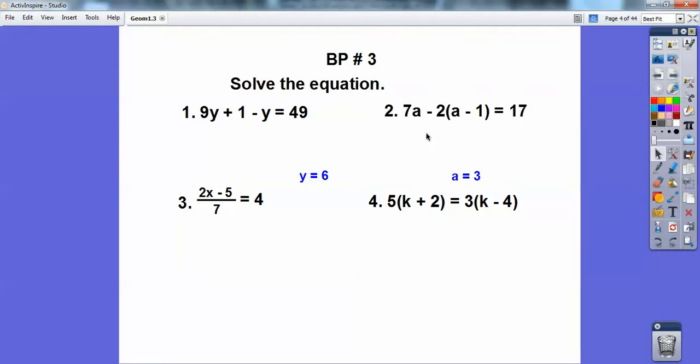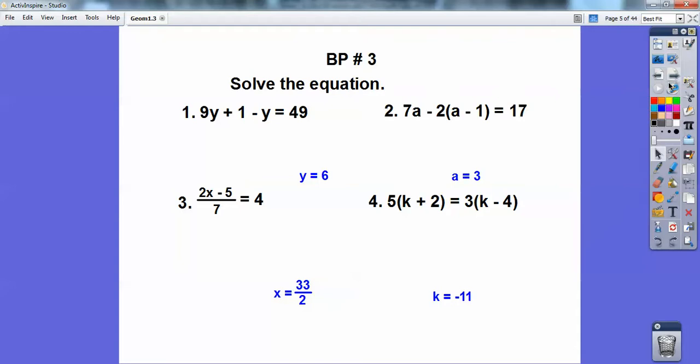On this one, I'm going to get rid of this denominator by multiplying both sides by 7. So when I multiply this by 7, it gets rid of that, and I'm left with 2x minus 5 over here equals 28. Then you're going to add 5 to 28 and get 33, and then 2 goes into 33, just leave it as 33 halves.